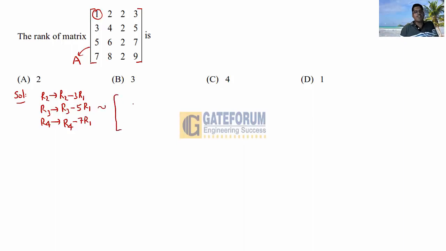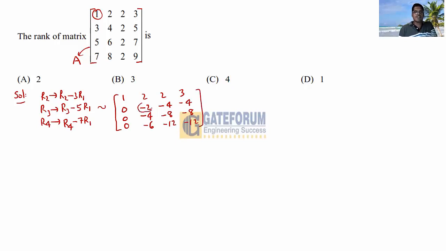This will give an equivalent matrix. First row no change: 1, 2, 2, 3. 3 minus 3 into 1, 0. 4 minus 3 into 2, minus 2. 2 minus 3 into 2, minus 4. 5 minus 3 into 3, minus 4. 5 minus 5 into 1, 0. 6 minus 5 into 2, minus 4. 2 minus 5 into 2, minus 8. 7 minus 5 into 3, minus 8. Next, 7 minus 7 into 1, 0. 8 minus 7 into 2, 8 minus 14, minus 6. 2 minus 7 into 2, minus 12. 9 minus 7 into 3, that is minus 12.